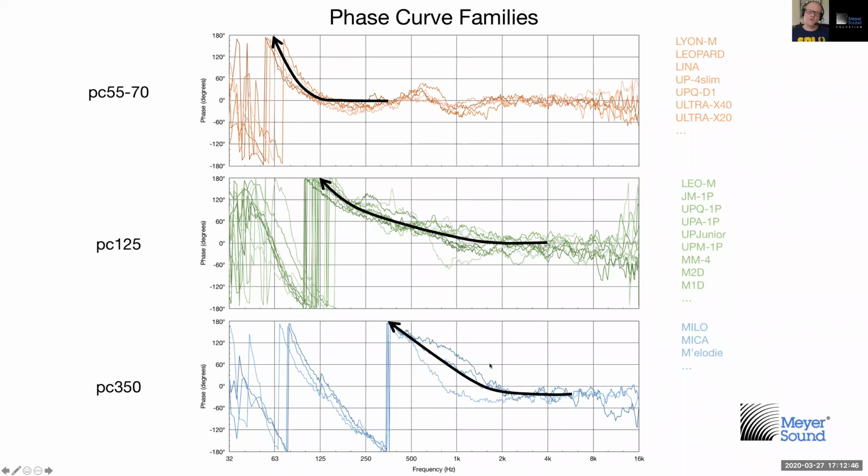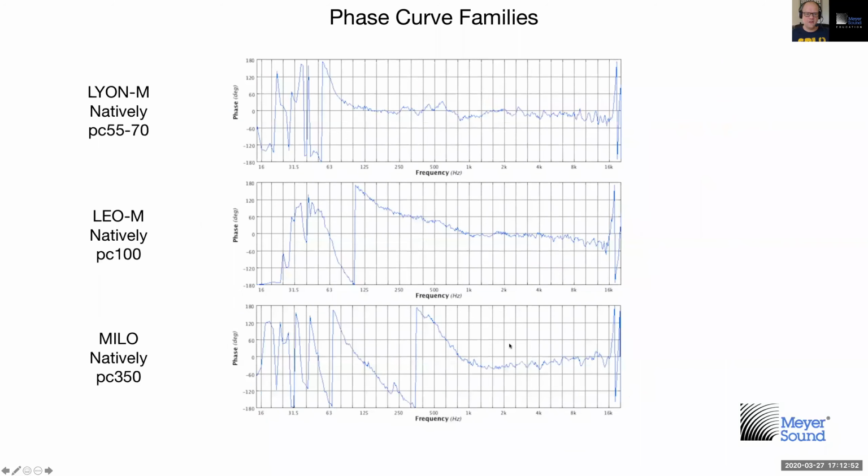But in order to appreciate the importance of matching phase curves for loudspeakers from different families, we first have to see a little bit more examples. For example, here we see the native response of a Lion, a Leo, and a Milo loudspeaker. Notice that for a Lion loudspeaker, that wraparound lives between 55 and 70 Hertz, whereas for a Leo M loudspeaker, that wraparound lives at 100 Hertz. We call that PC100. And for Milo, as we already saw before, that wraparound lives at 350 Hertz.